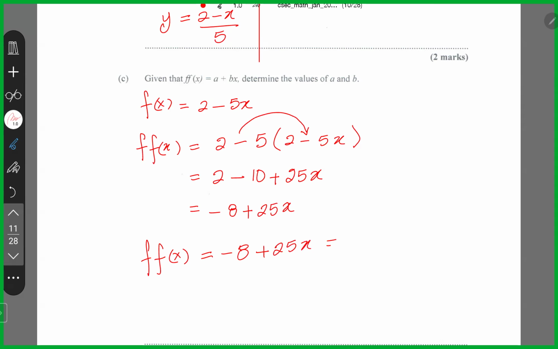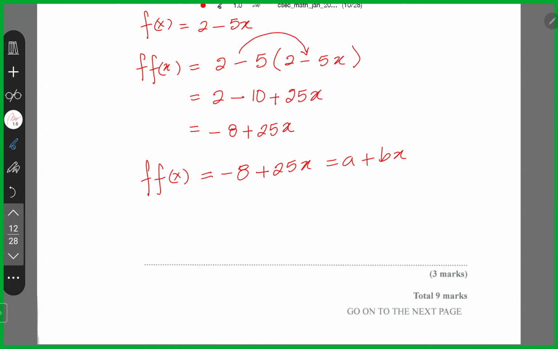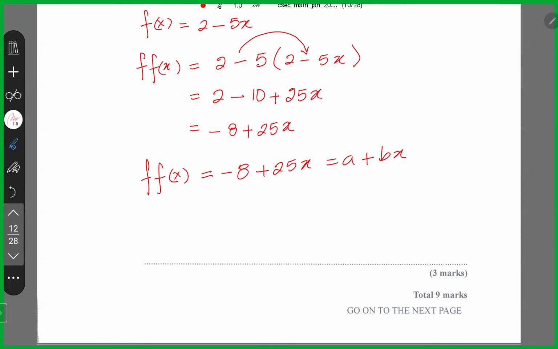And we are told that f of f of x, which is minus 8 plus 25x, is equal to a plus bx. So if these two things are equal, we're going to equate values. The constant on the left is minus 8, and the constant on the right is a. Therefore, a is equal to minus 8. The x coefficient on the left is 25, and the x coefficient on the right is b. So b is equal to 25.